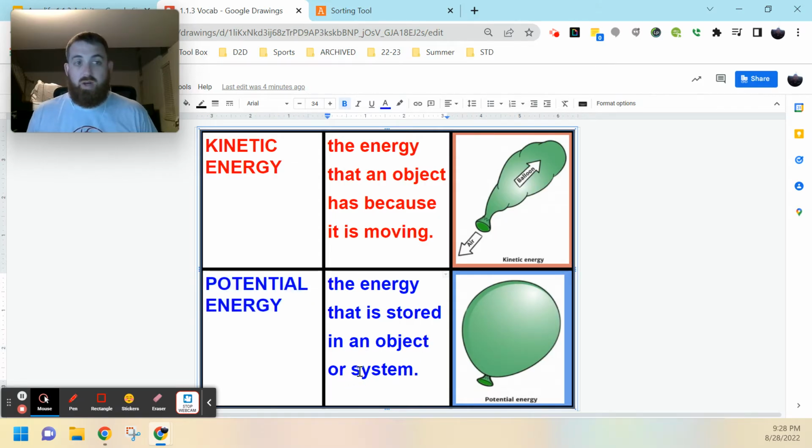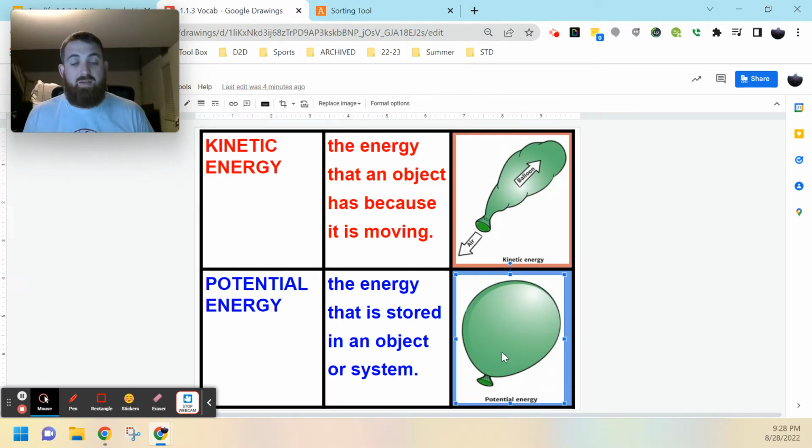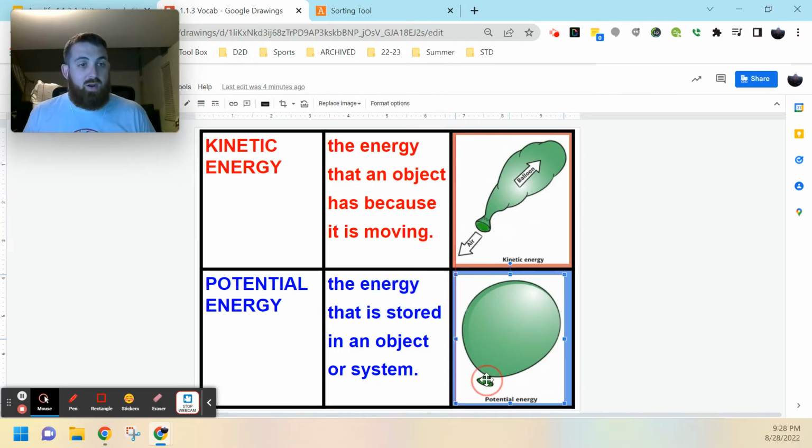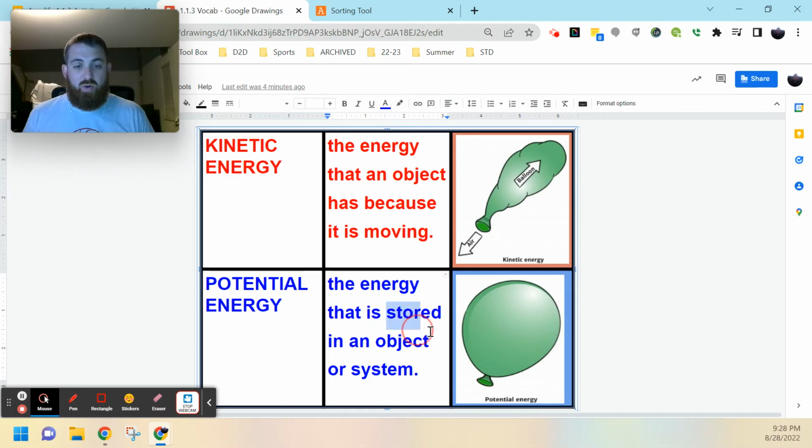Potential energy, on the other hand, is the energy that is stored in an object or system. In other words, it's when an object or a system has energy that can then be used in the form of kinetic energy. So for example, right now we have this balloon, it's been blown up, right? We know that inside it has energy that's stored, more specifically air. And that air, if we were to let go of that little end there, would shoot out and it would start to move and become kinetic energy.